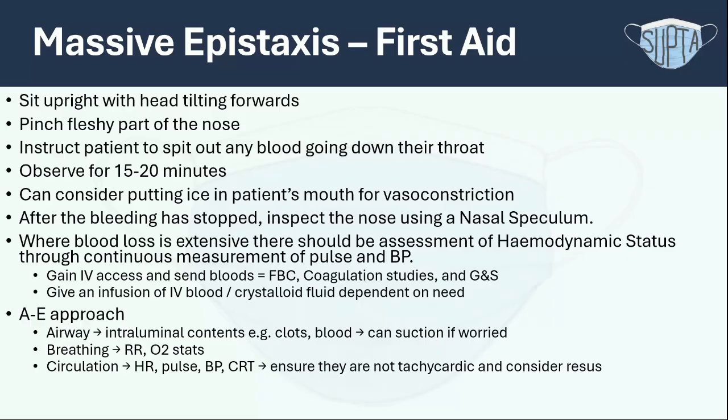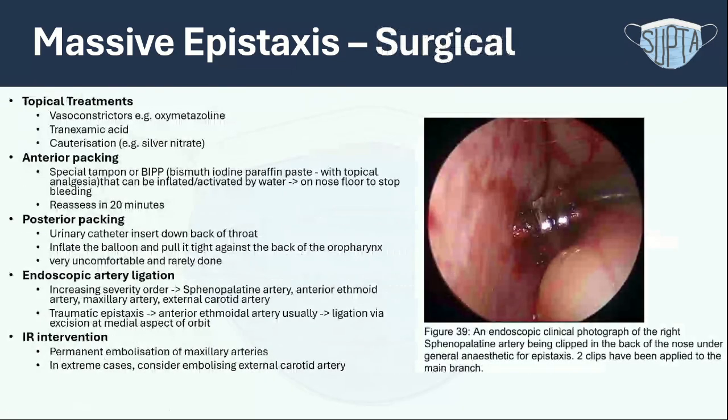So if you're in an OSCE situation where you're presented with someone with epistaxis, it can be quite a good point to say that you'd want to monitor their blood pressure, which can help boost your marks there. And then some of the options: topical treatment would be vasoconstrictors, tranexamic acid, and cauterization with silver nitrate, particularly if the bleeding site is visible.